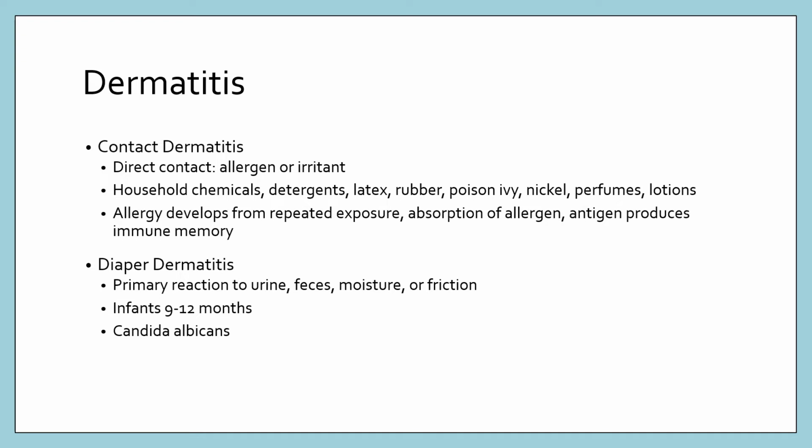So other examples of things that cause dermatitis in kids: detergents, latex, rubber, poison ivy, nickel. By nickel we mean jewelry that is not silver or gold. A lot of times it's filled with nickel that can cause dermatitis. Perfumes, lotions. Kids don't need lotions, so their skin is more hydrated than adults. So generally kids don't need any kind of lotion applied, and it's generally not a good idea.